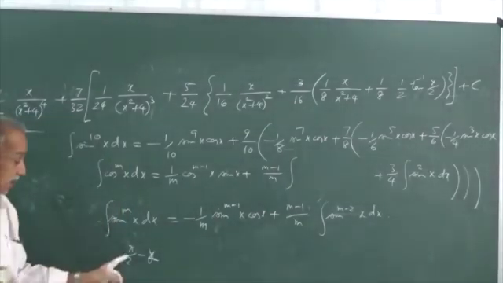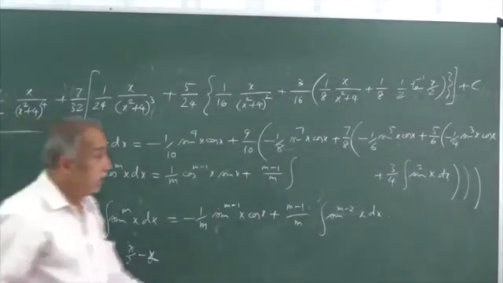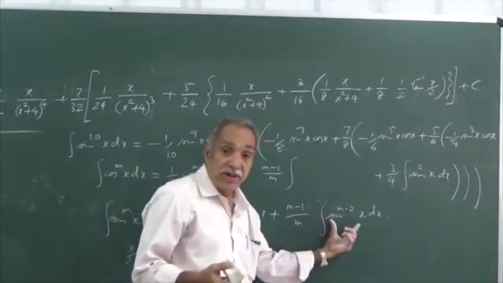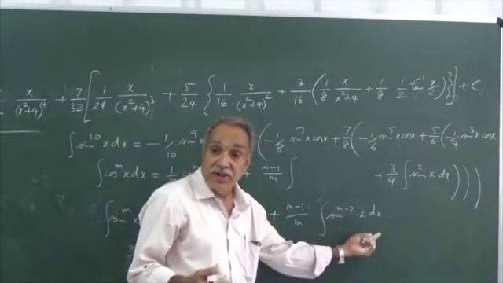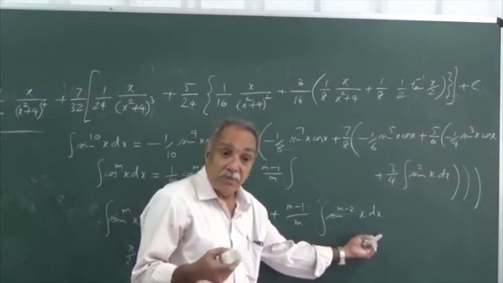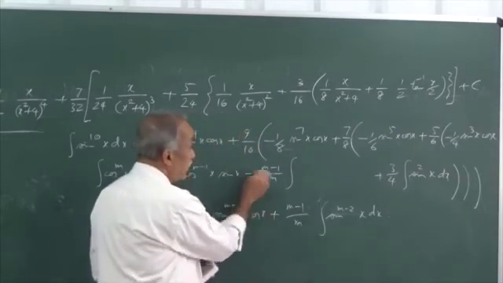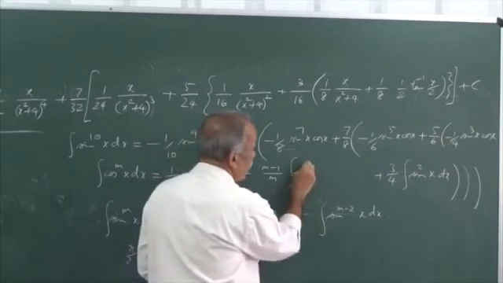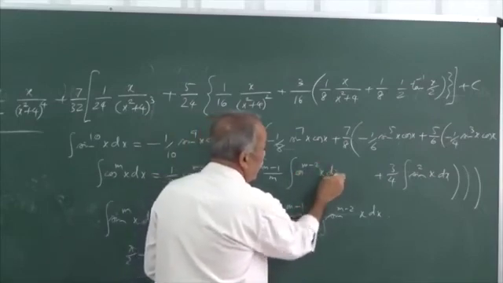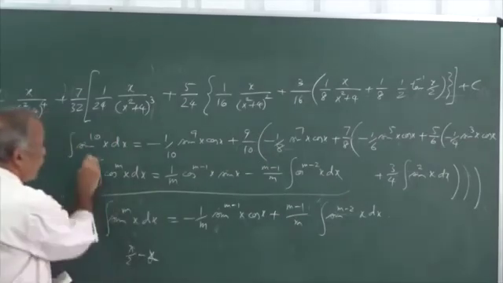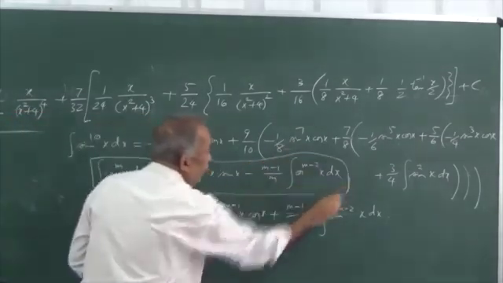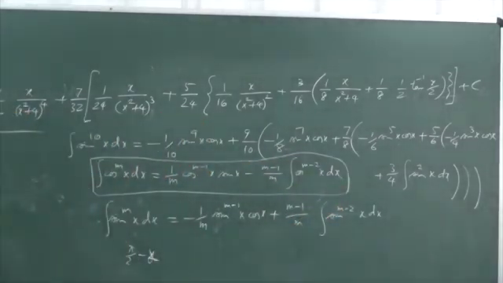Plus m minus 1 by m into integral. Early apply x equal to pi by 2 minus y. This will become cos power m minus 2. What about dx? Will become minus dy. So, one negative sign here. This will be the reduction formula for cos power mx. Applying repeatedly, you can find value of cos power 10x.